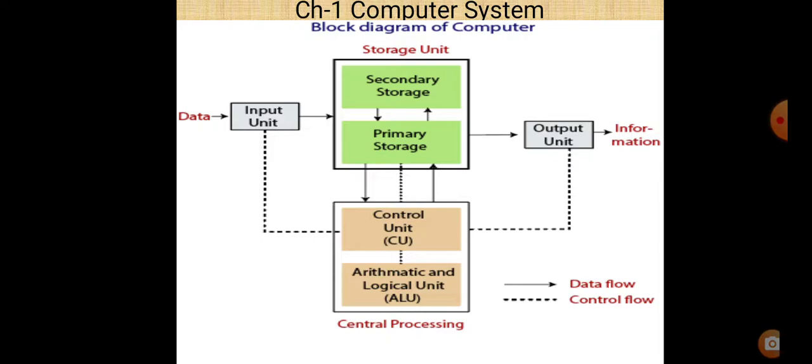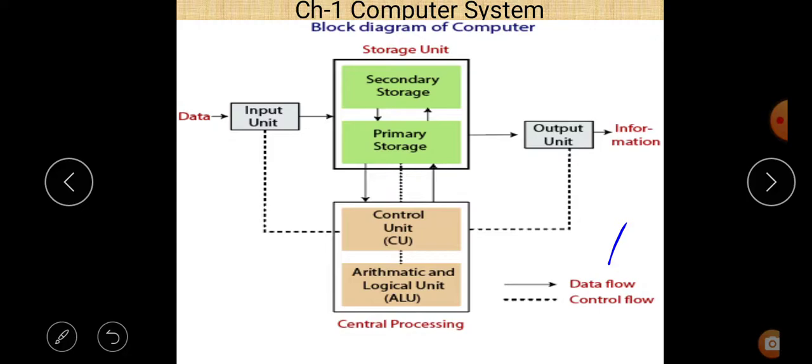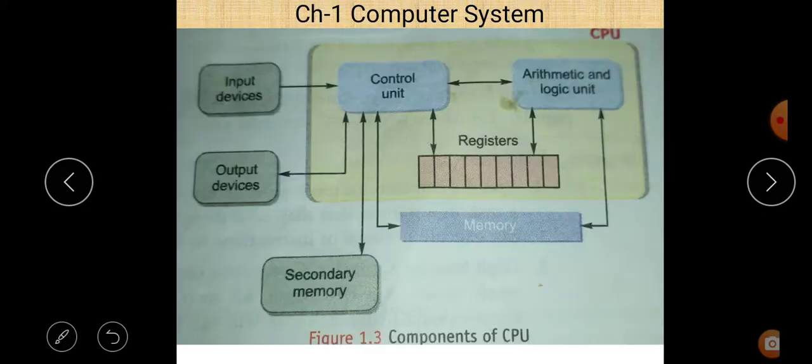So basically, in this diagram, there are two different types of lines. The first represents data flow, as you can see on the screen, and the dotted line represents control flow, and all dotted lines belong to the control unit. The control unit, as we know, controls the entire operation of a computer system. These are the components of a CPU.